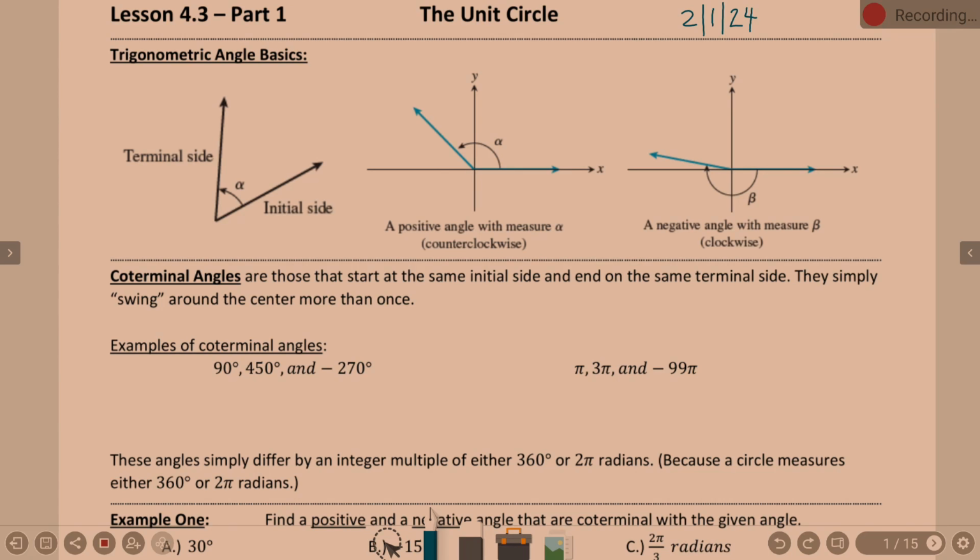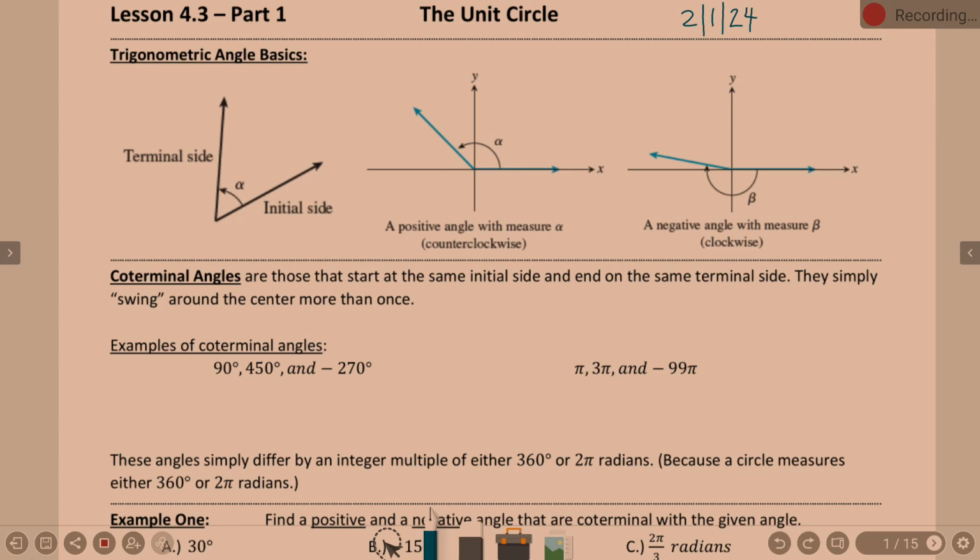Okay, so 4.3 takes us into the unit circle. We've been prepping with our trig ratios and how we deal with our three reference angles of 30, 45, and 60, how we find those pieces. But now we actually look at the unit circle and all that's involved with it. So let's start with some vocabulary.